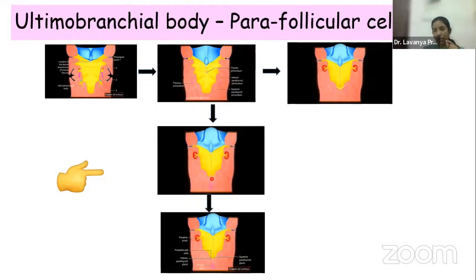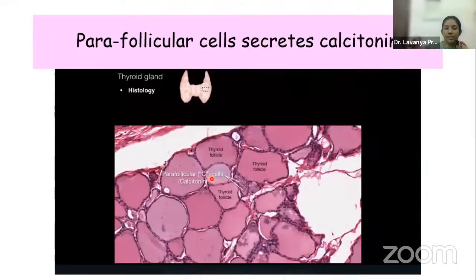So these parafollicular cells can be located in the connective tissue septa or in between the basement membrane of the follicular cells. So this is the entire structure. You can see the capsule, the white structure. What we see is the connective tissue septa, the parafollicular cells, the lining epithelium of the follicle, where we have the colloid filled in, which is nothing but our T3 and T4 hormone.